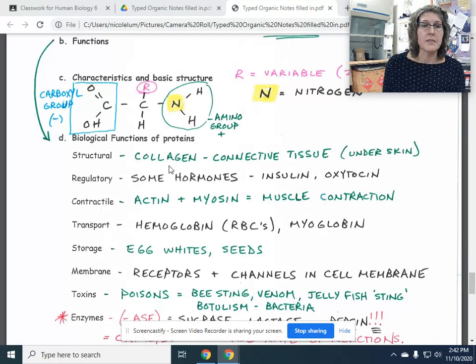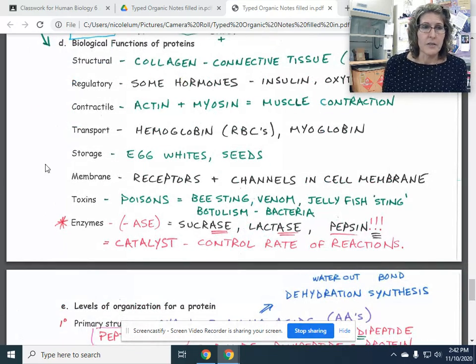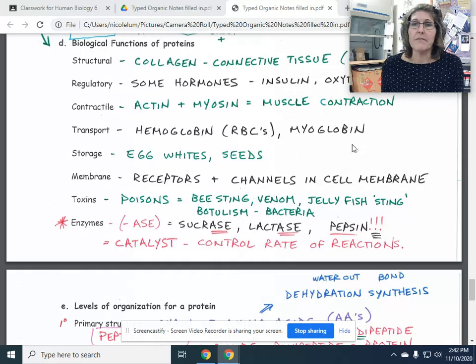So it also makes up the cell membrane. We have protein receptors within it. It helps to make channels within the cell membrane so that larger molecules can move back and forth. Proteins can also be toxins within certain organisms: bee sting, venom of snakes, jellyfish stings, botulism produced by bacteria. These are all toxins that are protein-based. So the organism is able to produce it, and it is actually toxic to other organisms.